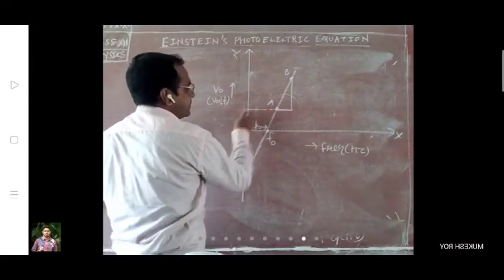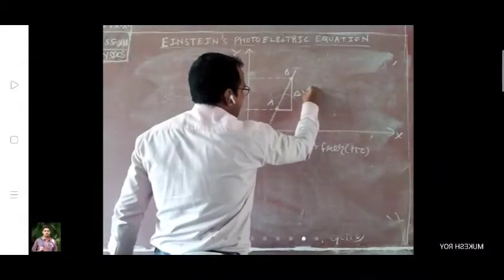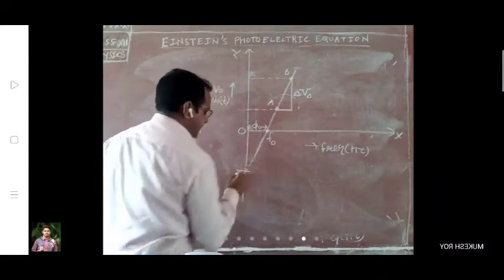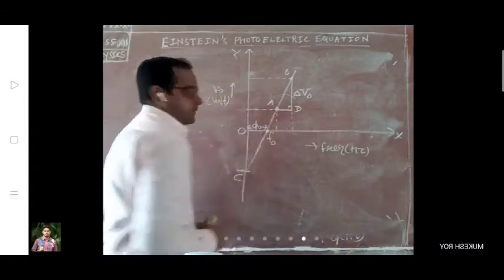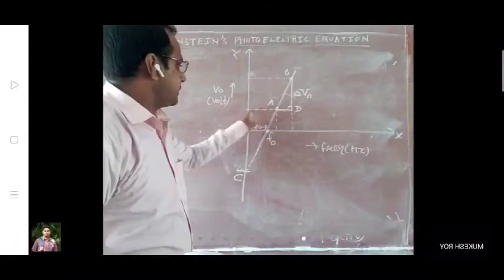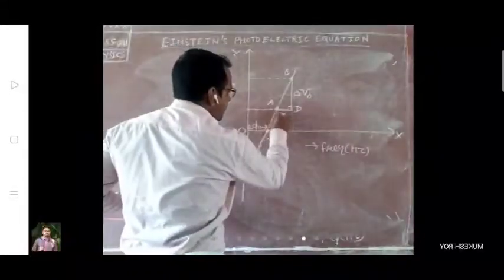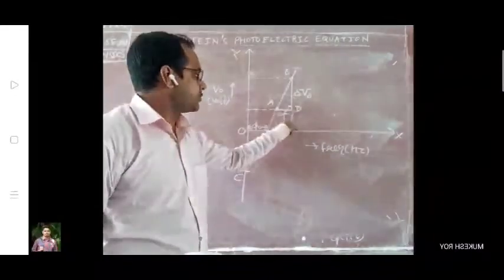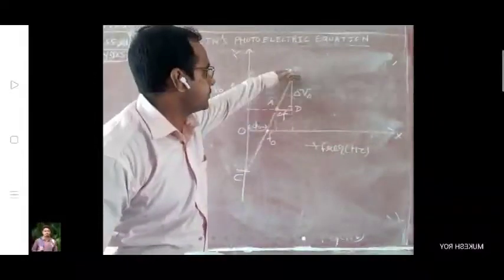This is the first stopping potential, this is the second stopping potential, and this is what? Delta V naught from here to here. Suppose this is A, B, C, we took this one and this one as T. This is a right angle, so look carefully. This frequency, this is the stopping potential; this frequency, this is the stopping potential. So what is this from here to here? This is delta f, the change in frequency from here to here, such that this is the change in stopping potential from here to here.